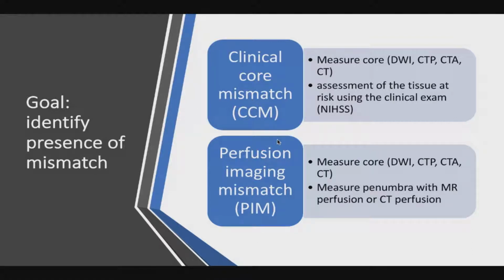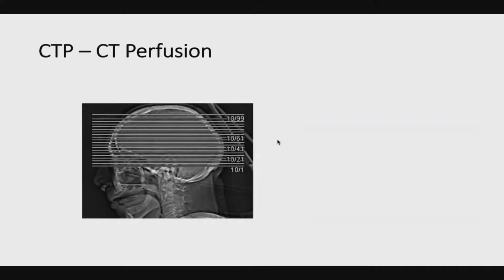We can also quantify that by doing a perfusion exam, CT perfusion or MR perfusion, where you can actually see the size of the core infarct and compare that to the area or the tissue at risk, and the difference between the two will be your mismatch, and based on that you can decide if you need to treat the patient or not.